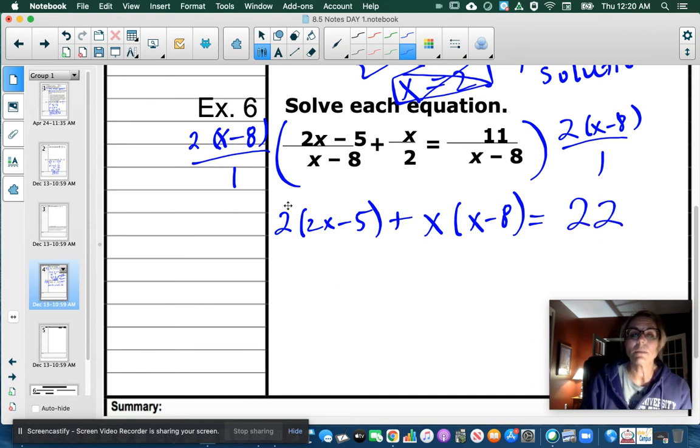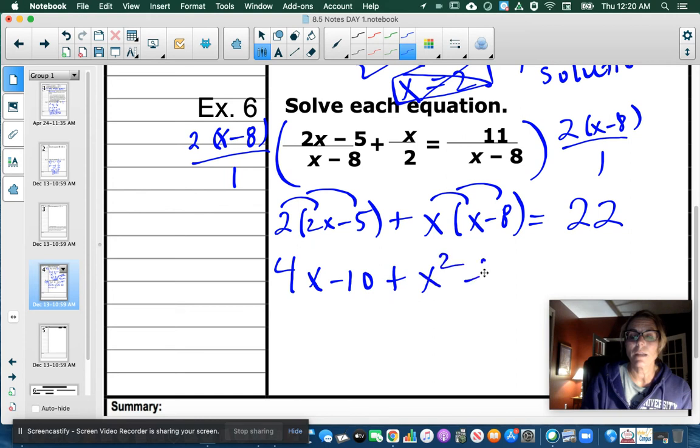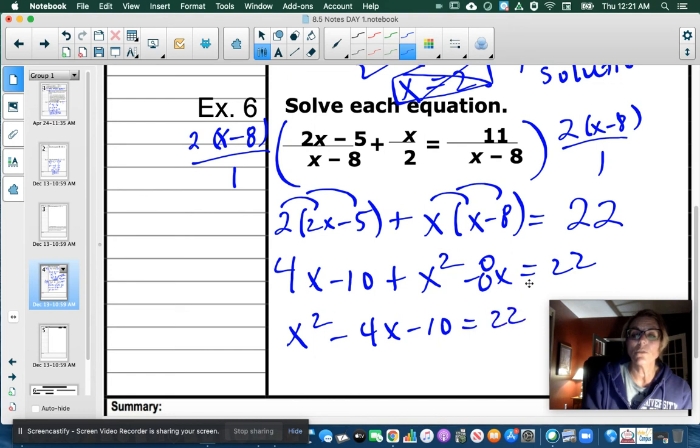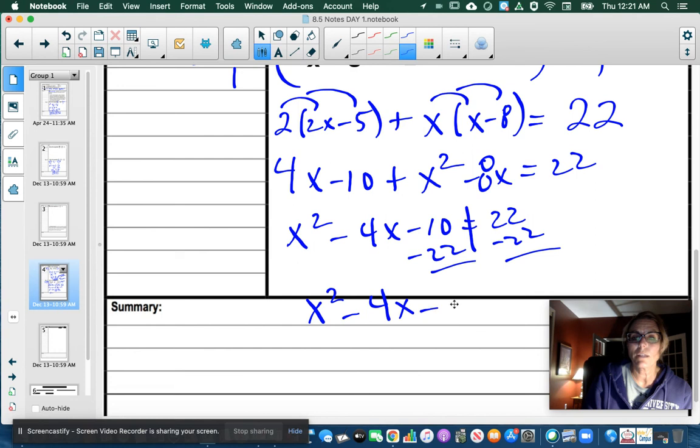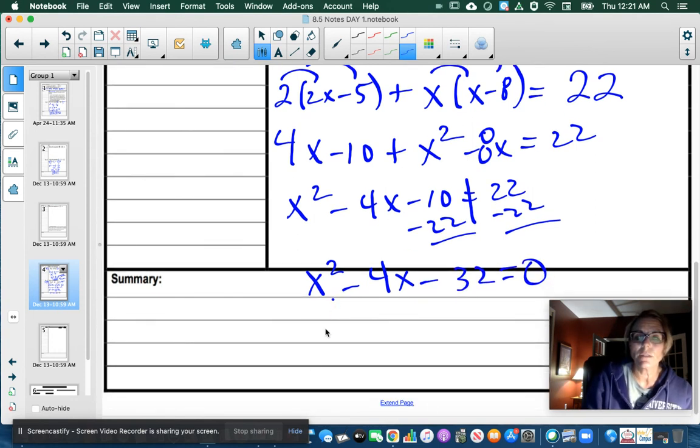So now let's do some simplifying here. Distribute that. I get 4x minus 10 plus x squared minus 8x equals 22. Let's put this in standard form. X squared, 4x minus 8x is a negative 4x, minus 10 equals 22. I see I have an x squared, so therefore I'm going to put everything on one side. So I get x squared minus 4x minus 32 equals 0. Let's see if I can factor this.